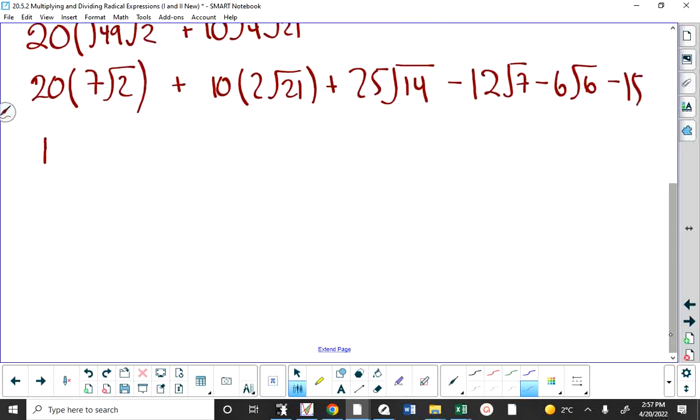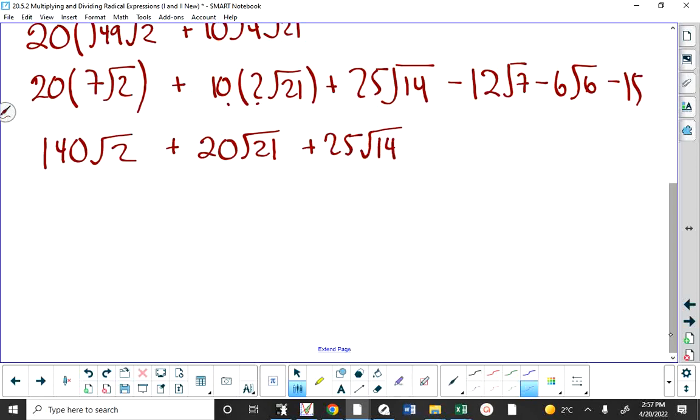7 times 20 is 140. We get 140 root 2 plus 2 times 10 is 20. We get 20 root 21 plus 25 root 14 minus 12 root 7 minus 6 root 6 minus 15.